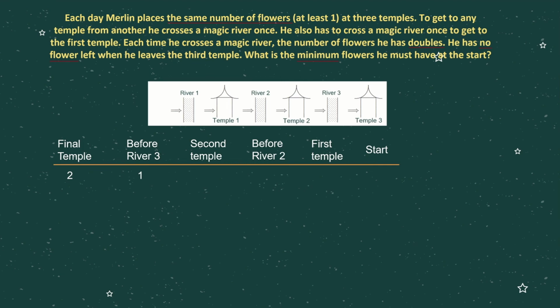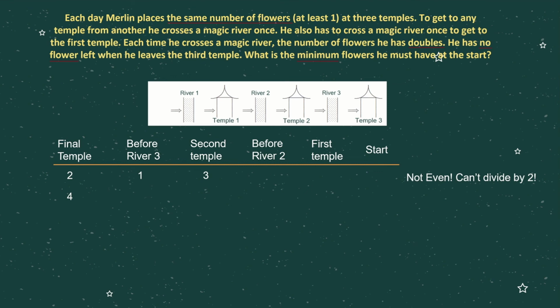Now, if he has left 2 flowers at the third temple, then according to the question, he has to leave the same number of flowers in the second temple. This means right at the second temple, before he put down the flowers, he must have 3 flowers. In that case, before he crossed River 2, he must have half of what he has at the second temple. But 3 can't be halved. 3 is not even. So we can't continue our calculation, which means that 2 is not a correct guess.